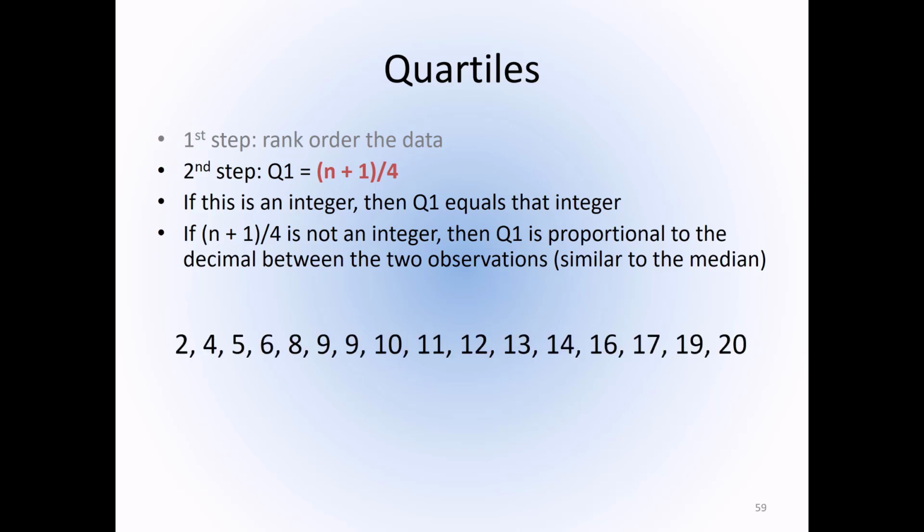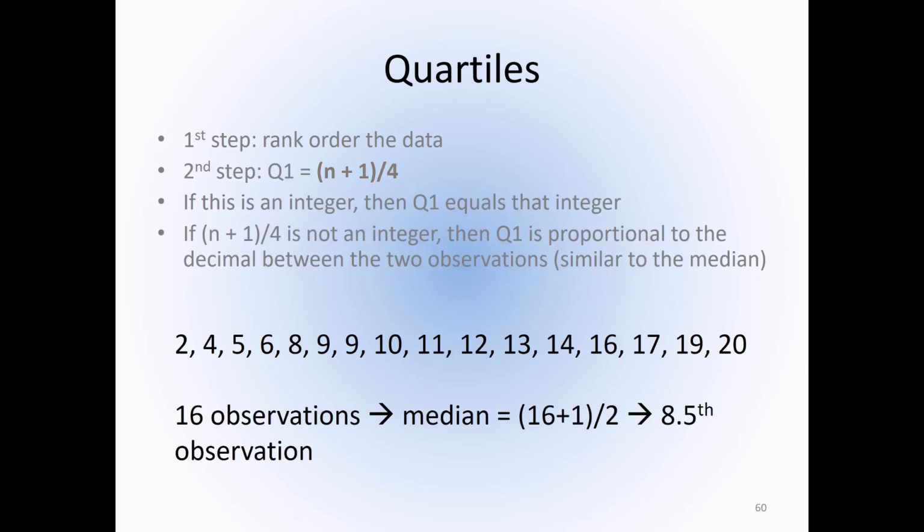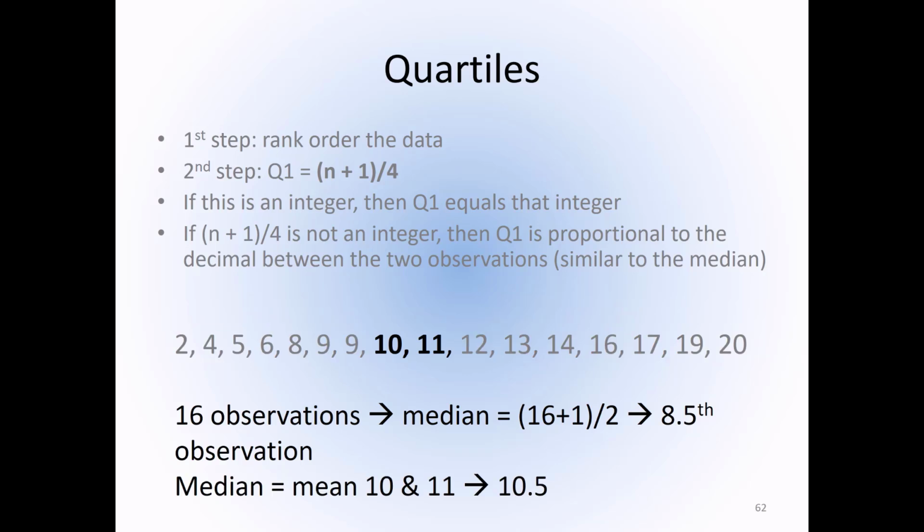So how does this work? We've got 16 different observations here from 2 to 20. And if we're interested in calculating the median, we use our formula of n plus 1 divided by 2, and we find that our median is our 8.5th observation. So between observation 8 and observation 9, we take the average of those observations and we get our median, 10.5.